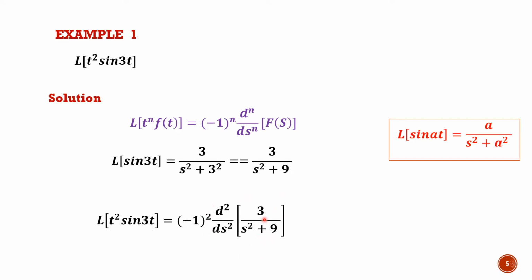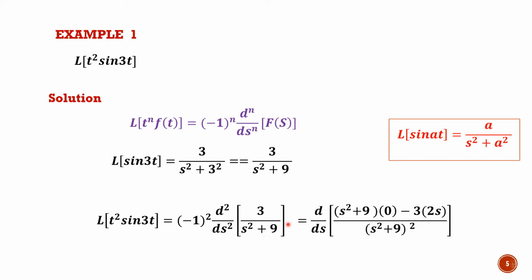So differentiating this function 2 times. The first derivative of 3 upon s square plus 9, I have done using the u by v method. The variable is only s. So u by v is v du minus u dv upon v square.